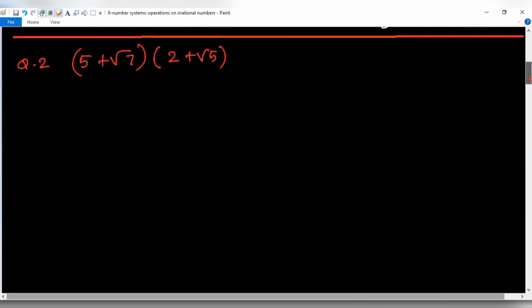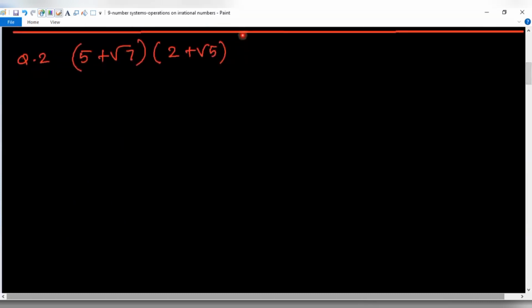Okay, hope all of you understood. This is our next question. Here also we cannot apply any identities. In that case, we have to open the bracket. First we have to distribute this 5 into the next bracket. So what we get is 5 into 2, 10. Then here we have a positive number and here also positive. So 5 into root 5, plus 5 root 5. Okay, that part is over.